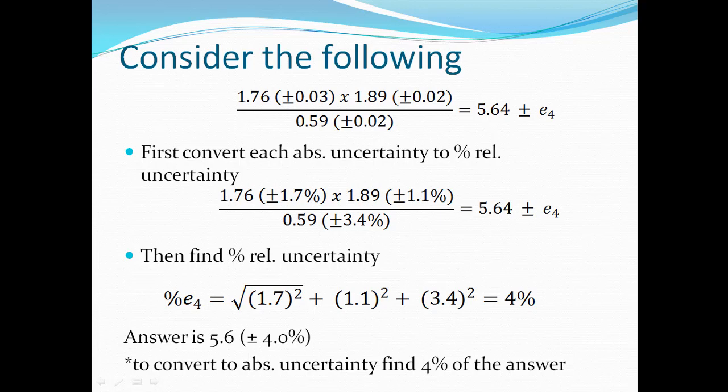If I asked you to convert it back to absolute uncertainty, that's pretty simple as well. All you do is take 4% of the answer. So you would multiply 0.04 times 5.6, and that'll give you 0.2. So your final answer in absolute uncertainty would be 5.6 plus or minus 0.2.